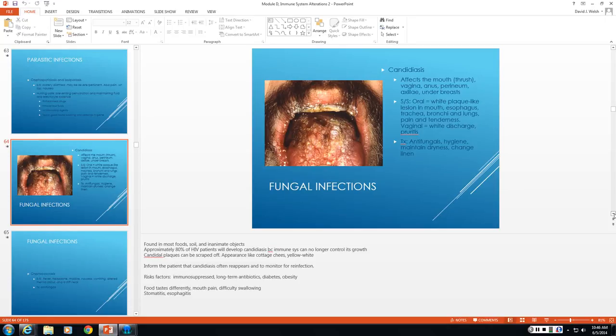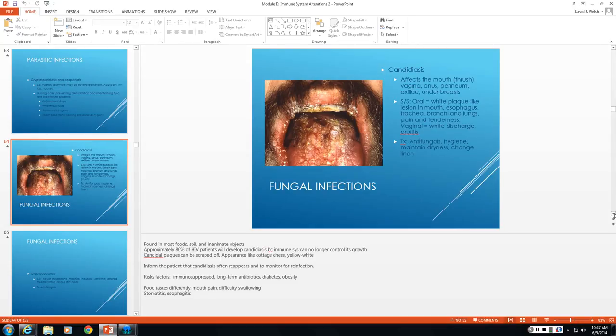Candidiasis, which is basically thrush, found in most food, soil, and inanimate objects. Approximately 80% of HIV patients develop this because the immune system can't control its growth. Candidal plaques can be scraped off. They appear like cottage cheese or yellow-white in the mouth, or could be in the vaginal region, anus, perineum, axilla, under the breast. Basically a yeast infection.